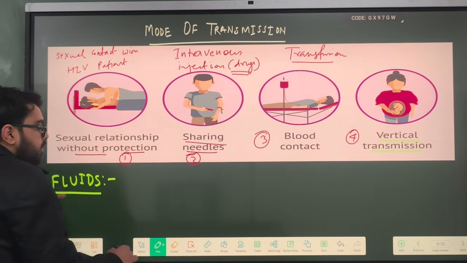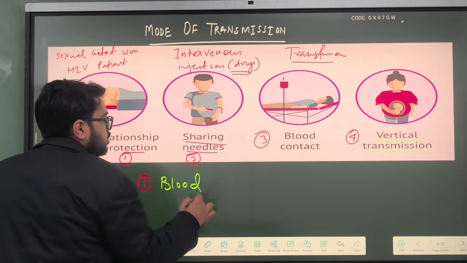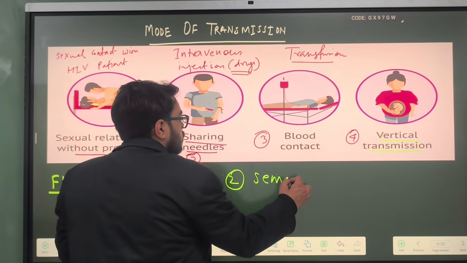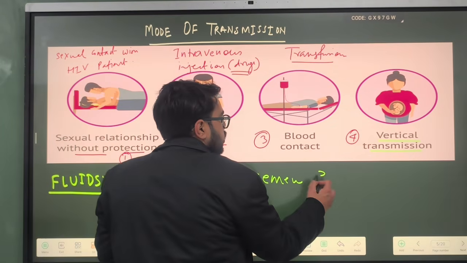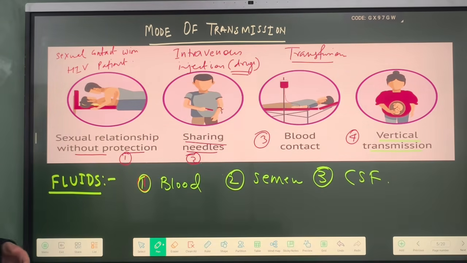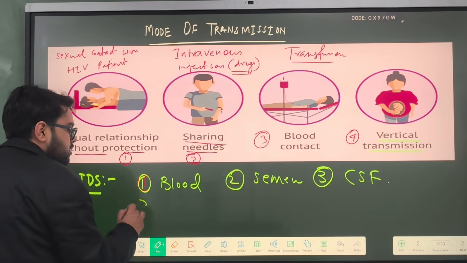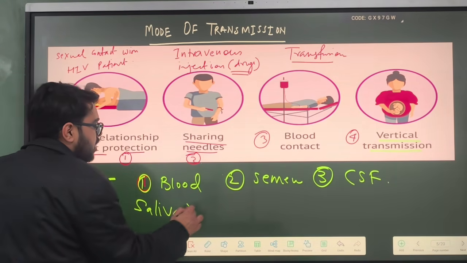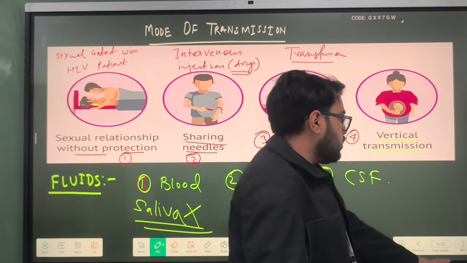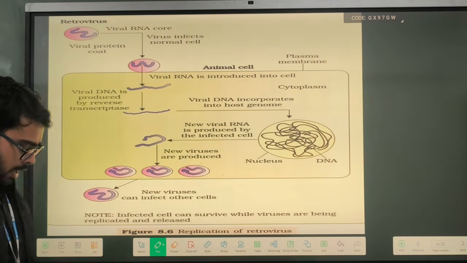Now you have to understand how many fluids are involved. The first fluid involved is blood. So it can transfer through blood. The next fluid is semen, that is sperm. Third, CSF could be that fluid, cerebrospinal fluid. But students, don't get confused. Sometimes some students say saliva. I'm telling you, saliva cannot transfer HIV. Till today, no cases of HIV have been reported through saliva.